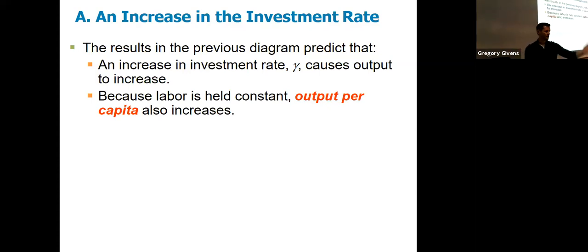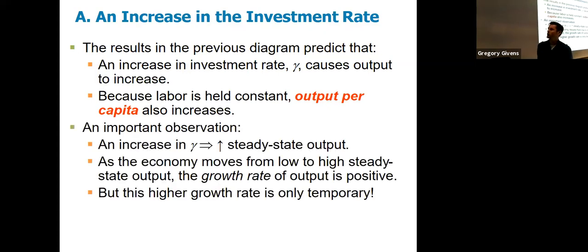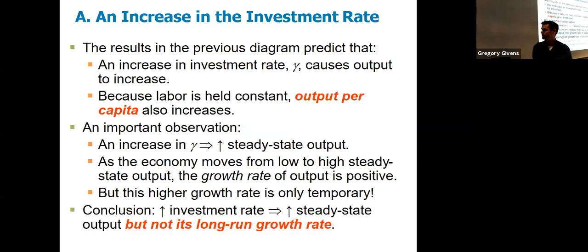So living standards or average productivity would grow as well. But we did make one important observation, that this increase in gamma just permanently raises the steady state level of output. It does not, however, increase the growth rate of output permanently. At the old steady state, the growth rate of output was 0, and then the growth rate of output was positive for a while and converged back down to 0 once we got to the higher steady state equilibrium, okay?